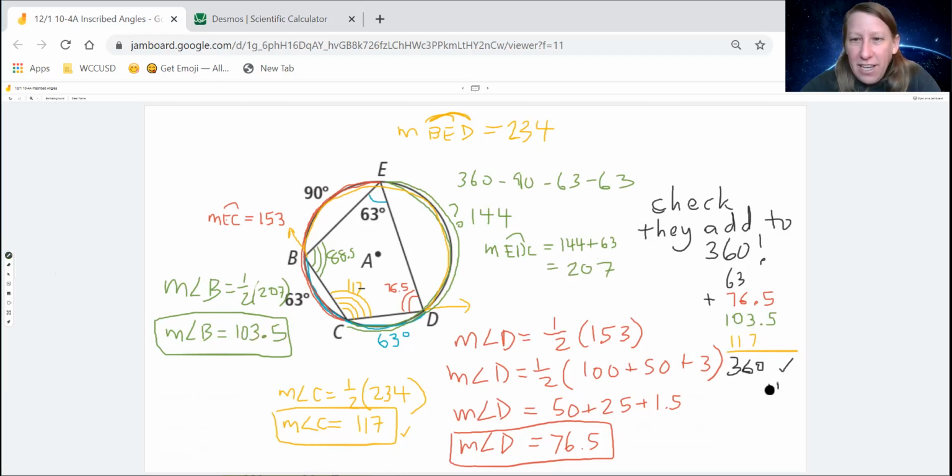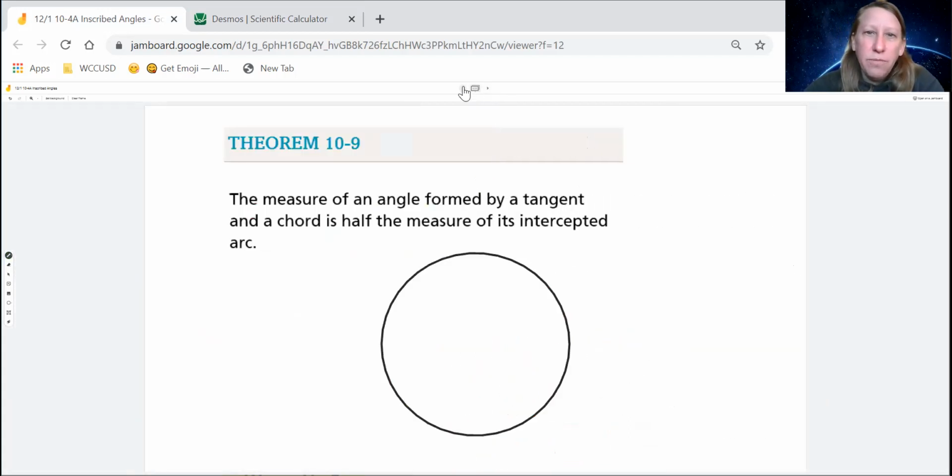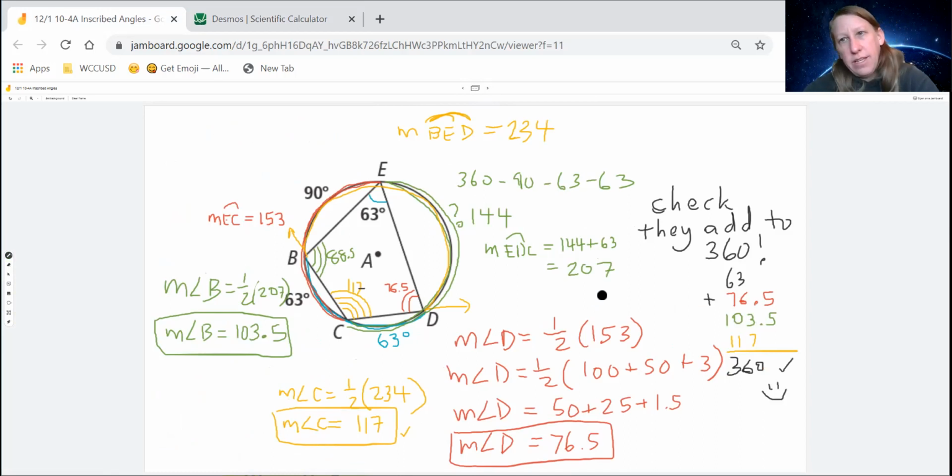Yay, happy, happy. All right, I think that's enough for this one. I will add the rest of these slides to tomorrow's lesson.